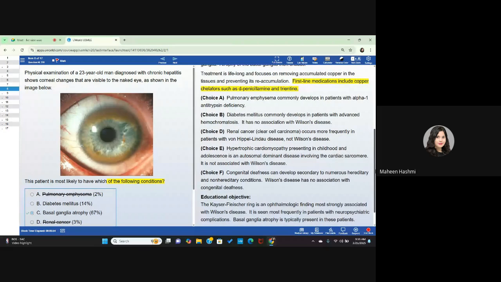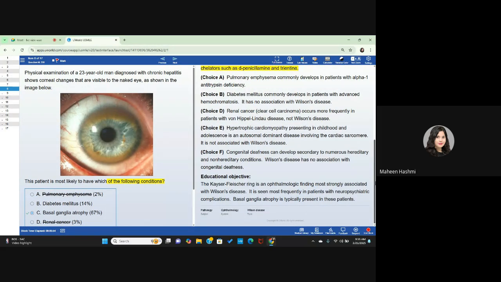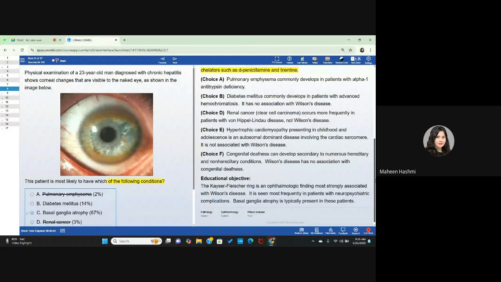Again, we talked about this. Any patient who is young and has Parkinson's type symptoms is most likely Wilson's on Step 1. So just check the age. Any patient who presents with Parkinson's-like symptoms and is young, on USMLE Step 1, Step 2, Step 3, they are most likely talking about Wilson's. Just remember that.